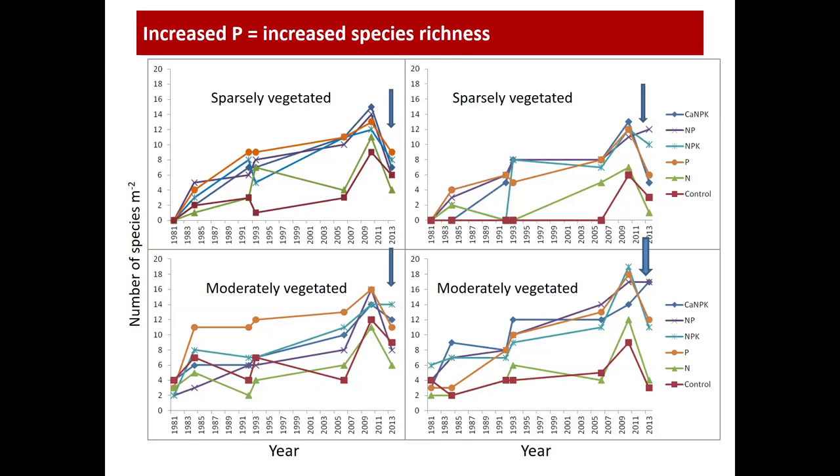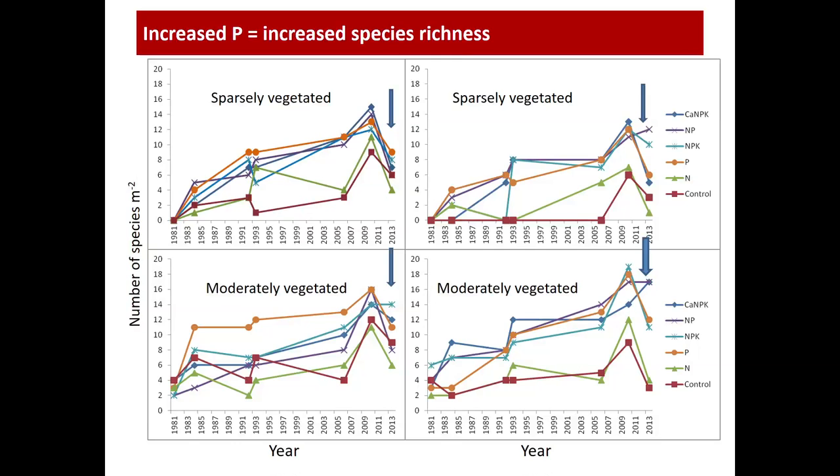So the first thing to note, especially if you can't see it so well, is that the green and red lines generally at the bottom of the plots are the N, which is green, and red is control. So we've got a general pattern where we think that phosphorus limitation is the key mechanism as opposed to nitrogen limitation, because we can see that there's increased species richness wherever we've got phosphorus additions rather than nitrogen. And the nitrogen compares very similarly to the control treatment, which just got tap water.